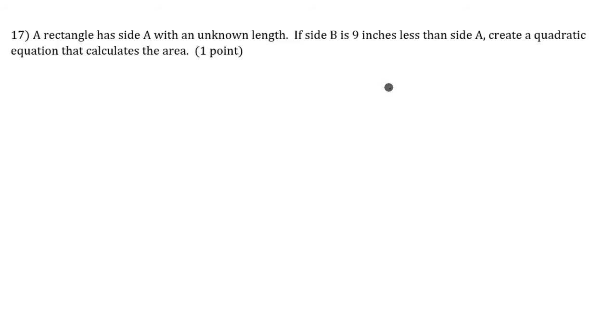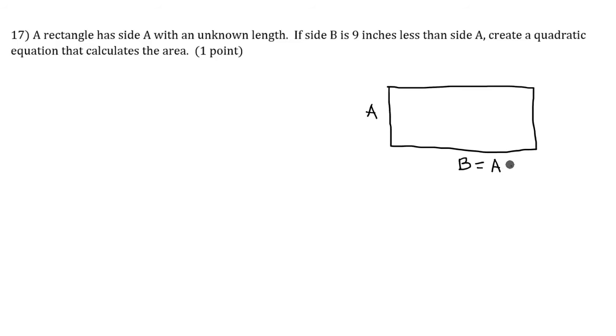That's all. So question number 17 now. We're going to need to draw a rectangle here, so I'm going to go ahead and do that. It's talking about side A and side B, so I'm going to label side A and B. It says side A is unknown, but we know that side B is going to be 9 inches less than side A. So B will equal side A, but we want 9 inches less than that. So we're going to take away 9 inches from side A. That's going to give us our side B.